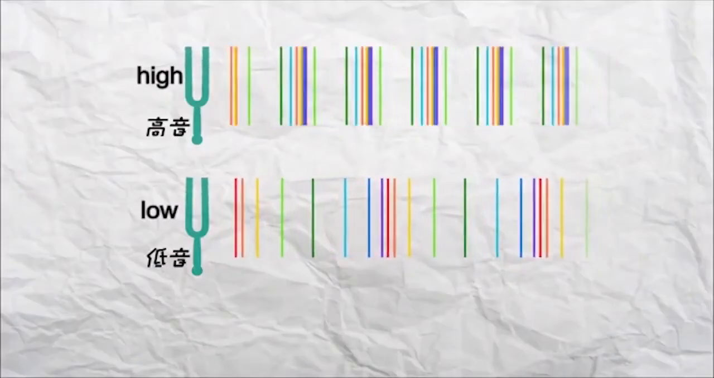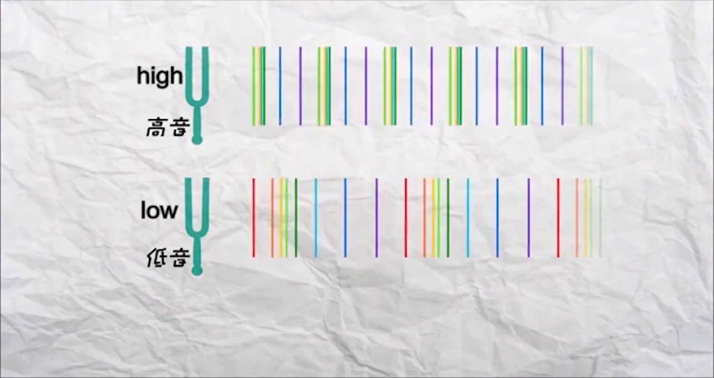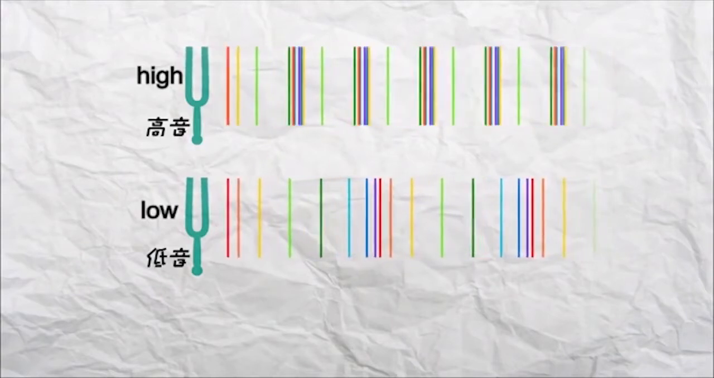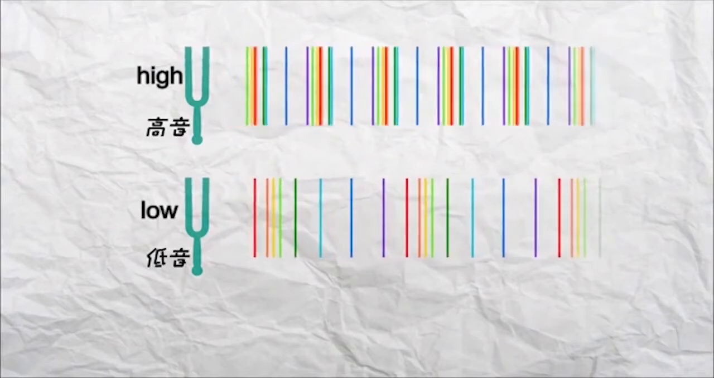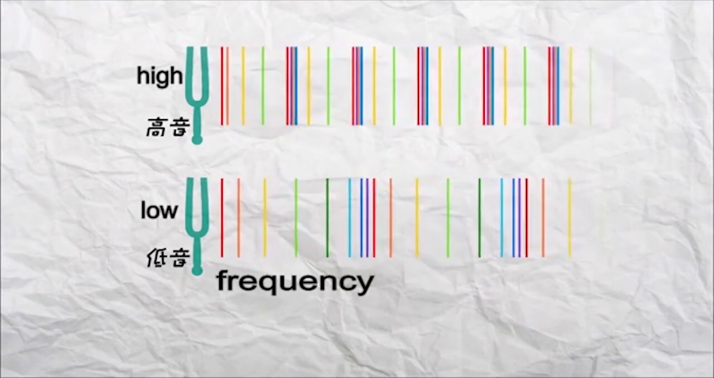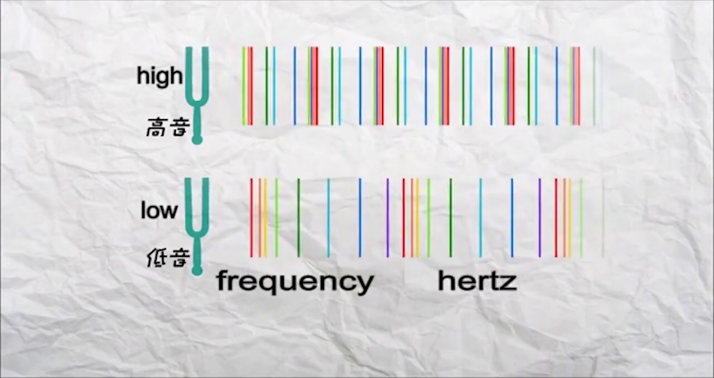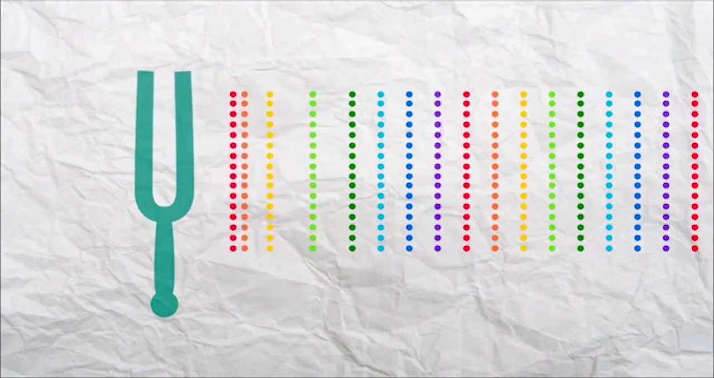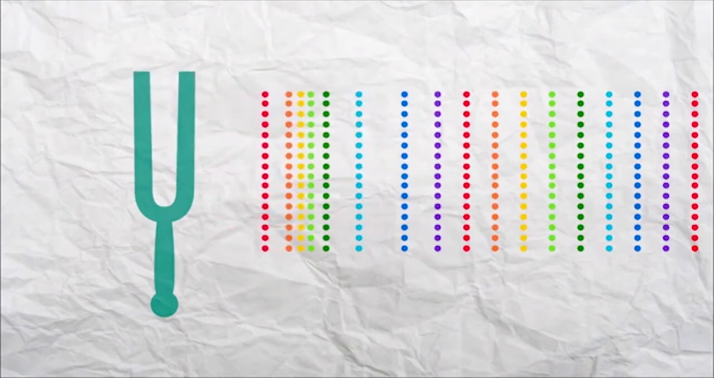The frequency of vibration determines the pitch of the sound. The more frequently the air particles vibrate, the higher the pitch. Likewise, the less frequent the vibration, the lower the pitch. Frequency is defined as the number of vibrations per second, and its unit is Hertz. Remember, the air particles are only vibrating back and forth, and they do not leave their original positions at all.